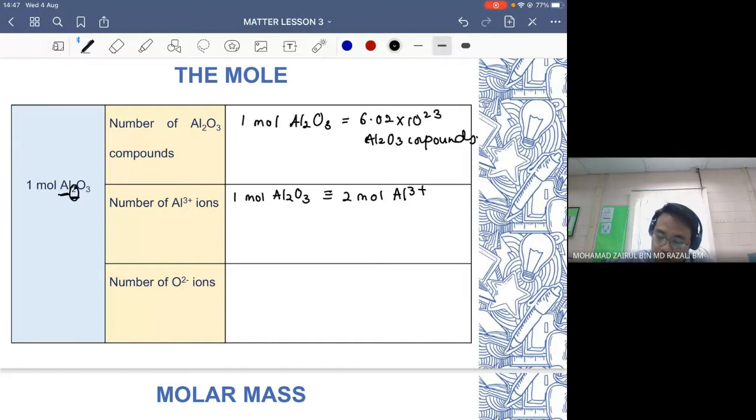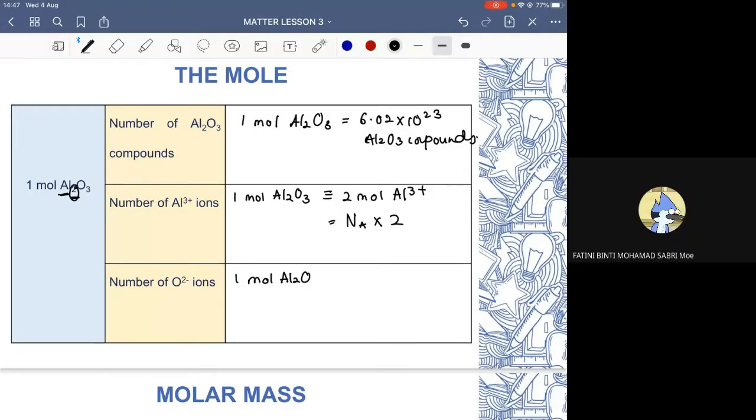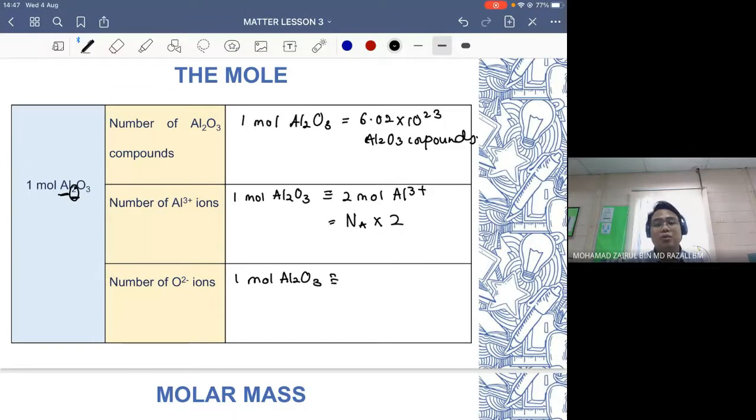So 1 mole is equals to Avogadro. So 2 mole is equal to Avogadro multiplied by 2. So number of oxide ion. So 1 mole of aluminium oxide is equivalent to how many mole of oxide ion? 3. Okay, correct. So 3 mole of oxide ion. So mean 3 multiplied by Avogadro.